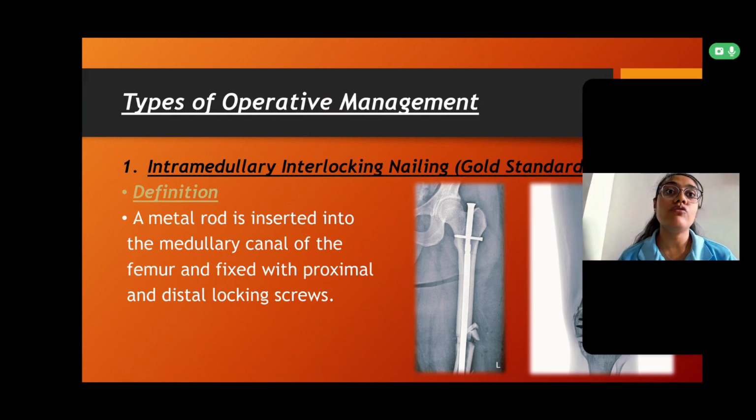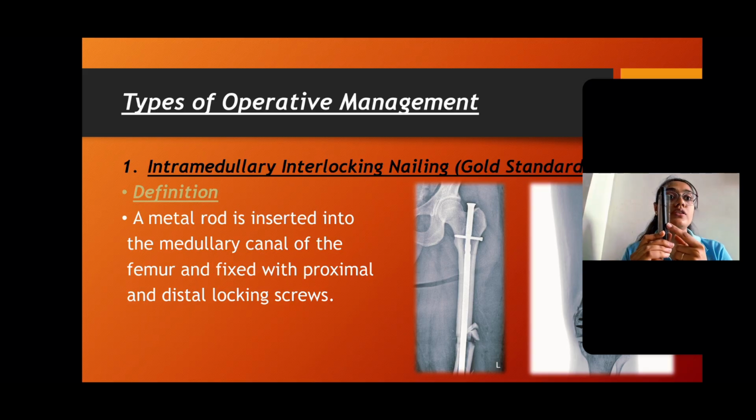Here are the types of operative management. The first type is intramedullary interlocking nailing. It is the gold standard method. In this method, a metal rod is inserted into the medullary canal of the femur. Imagine this is the medullary canal of the femur and this is the metal rod. So the metal rod is inserted into the medullary canal like this.